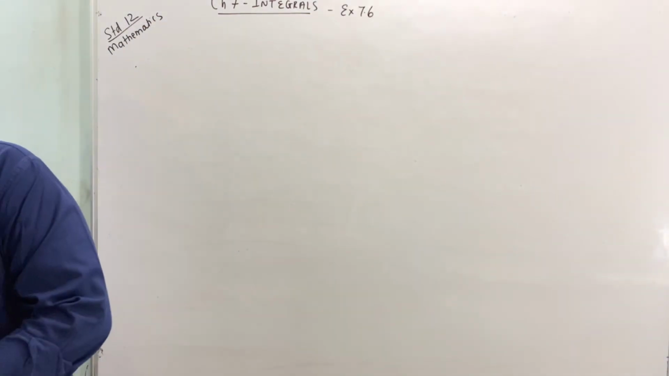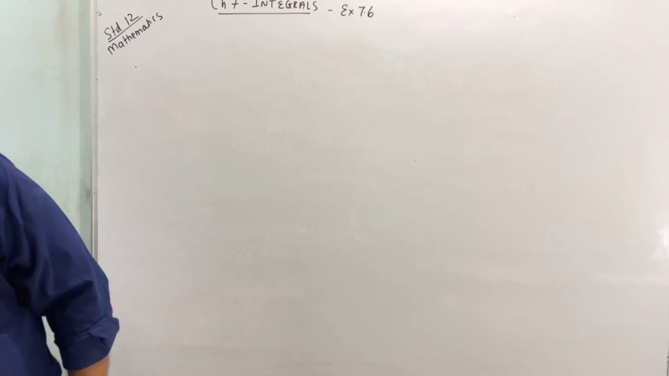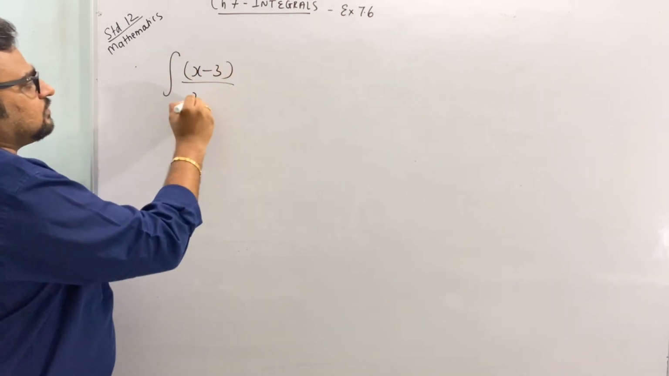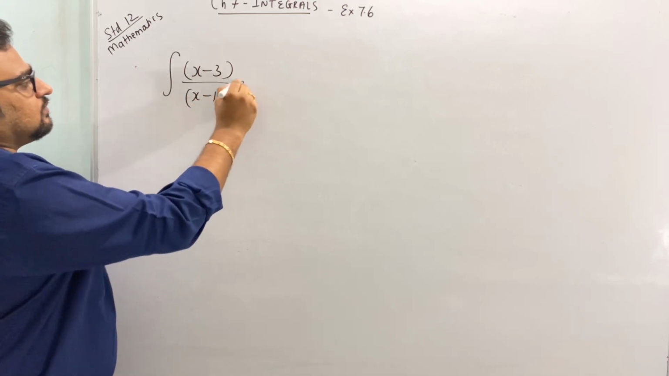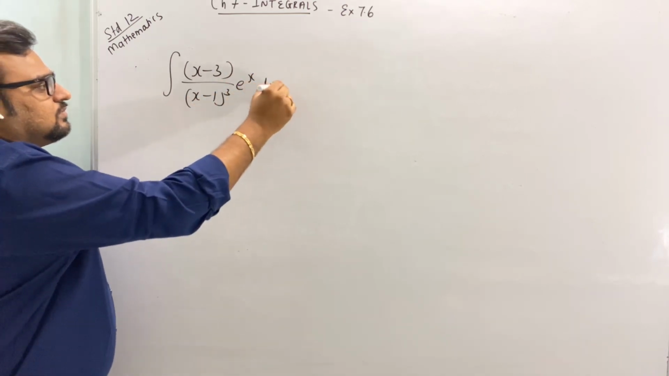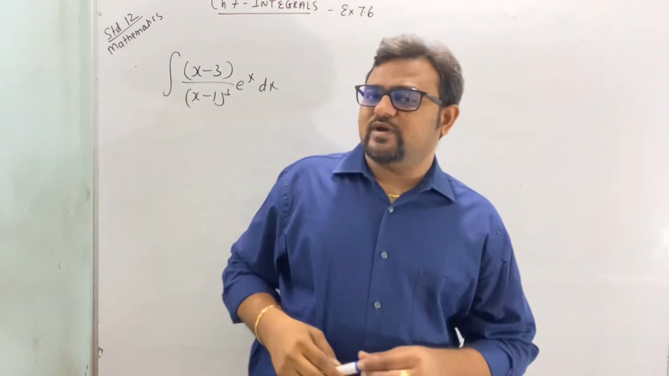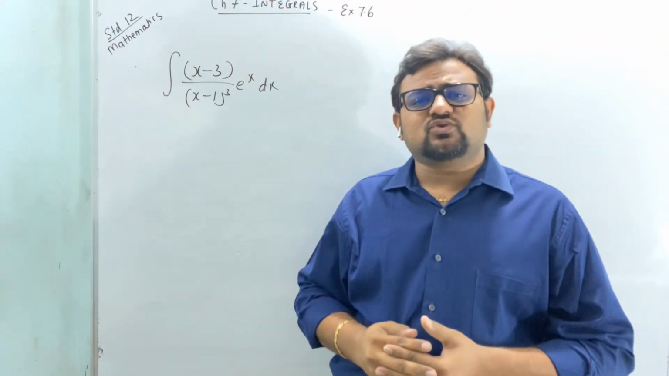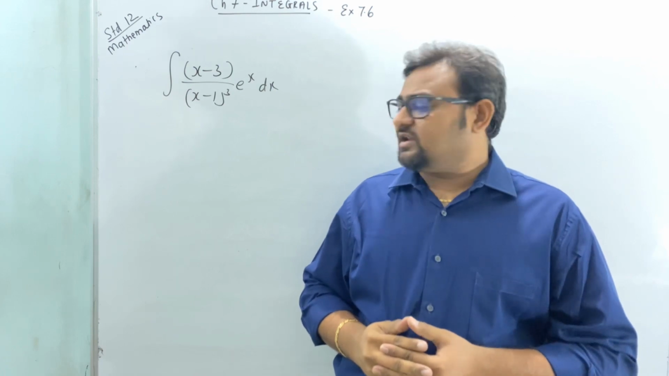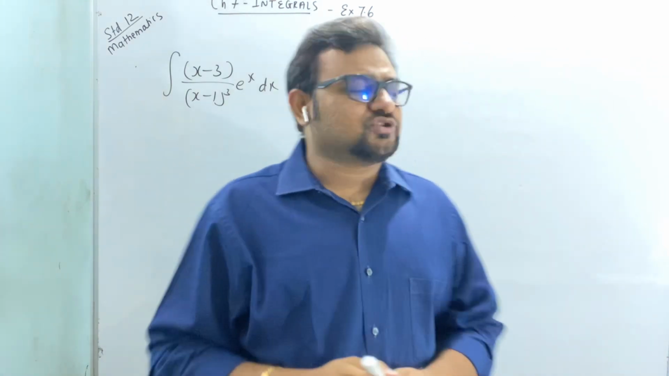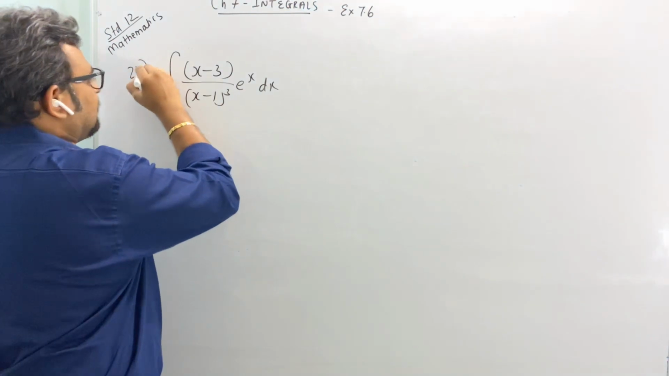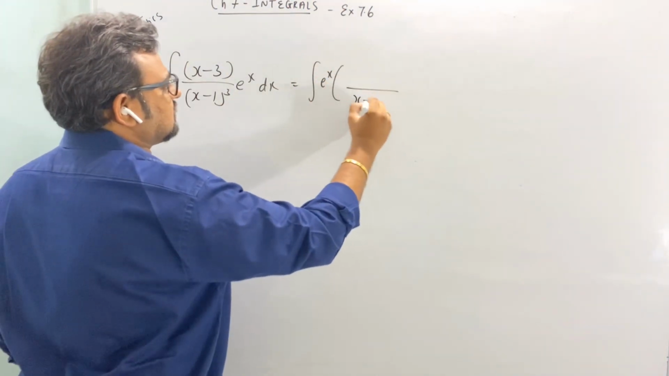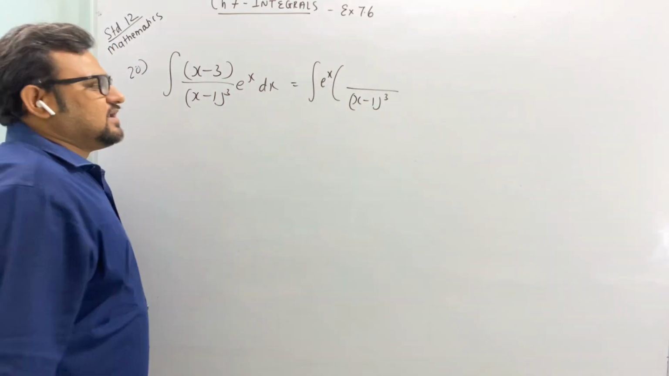Question number 20: integration of (x minus 3) upon (x minus 1) cube, e raised to x dx. See, again it is e raised to x. Clear? So we'll try to do some adjustment. This is question number 20. Integration of e raised to x, it's x minus 1 cube.